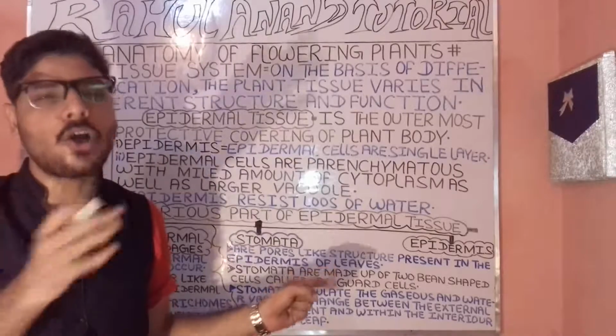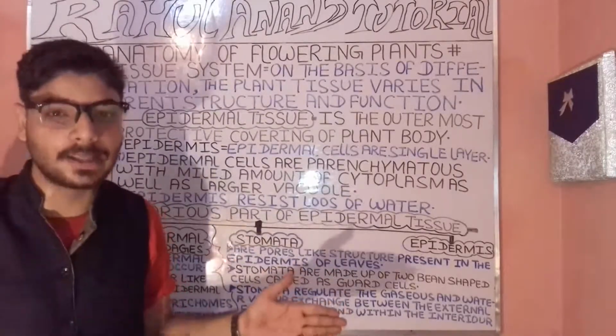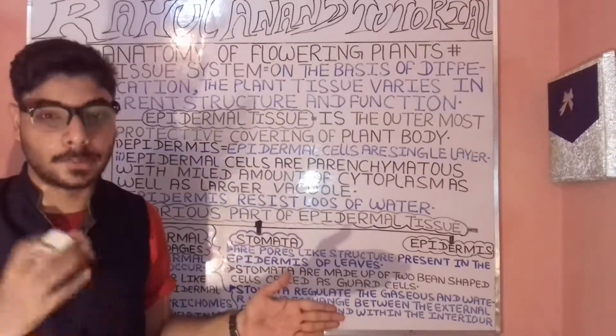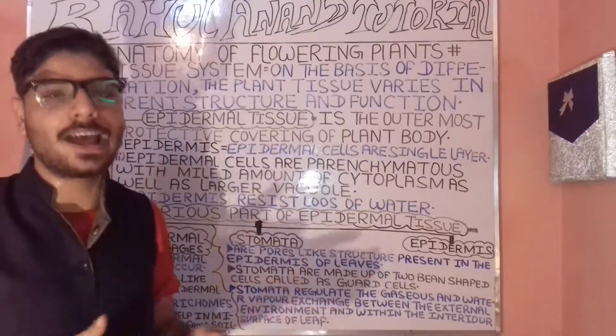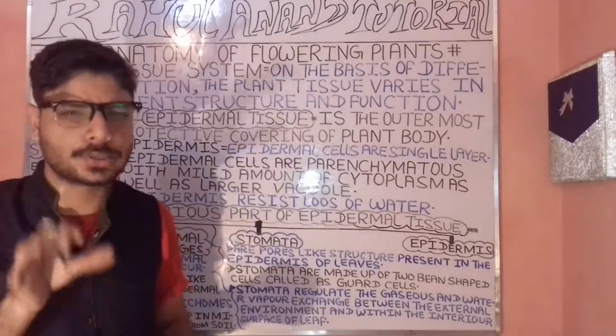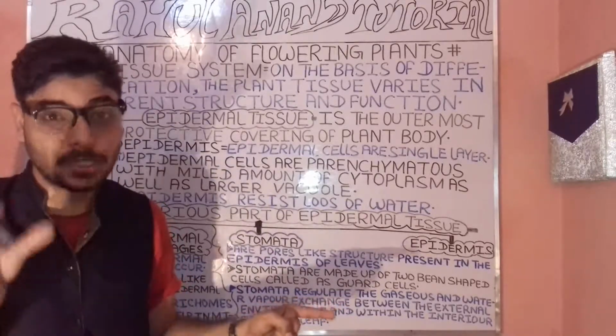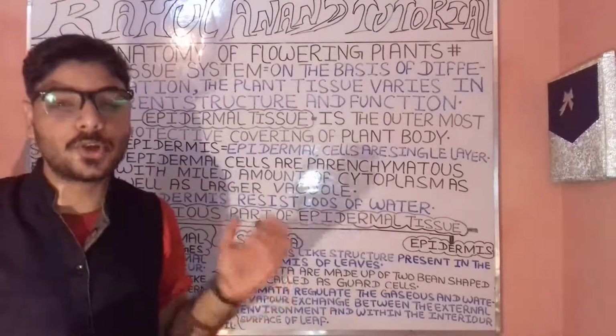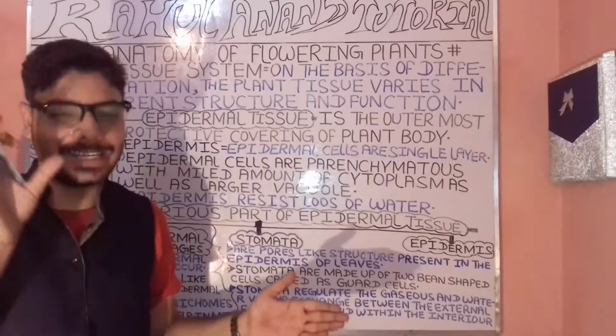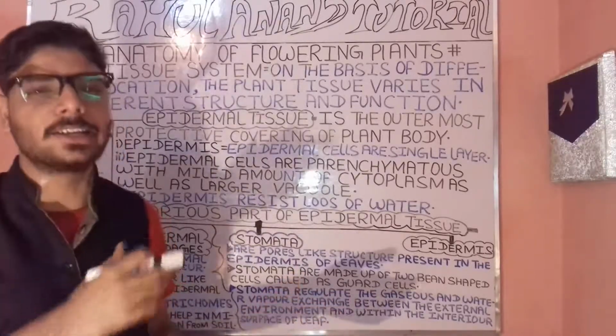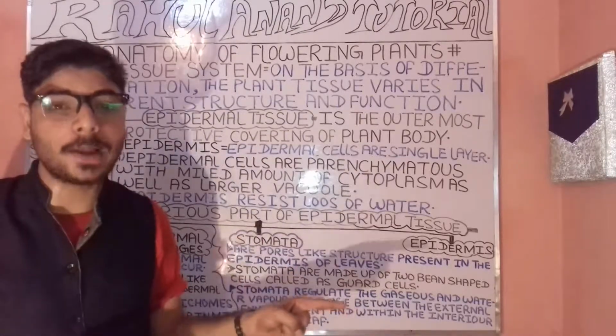These cells often have a mild amount of cytoplasm, as well as a larger amount of vacuoles. The cytoplasm will be present, but in a smaller quantity, or a mild ratio.